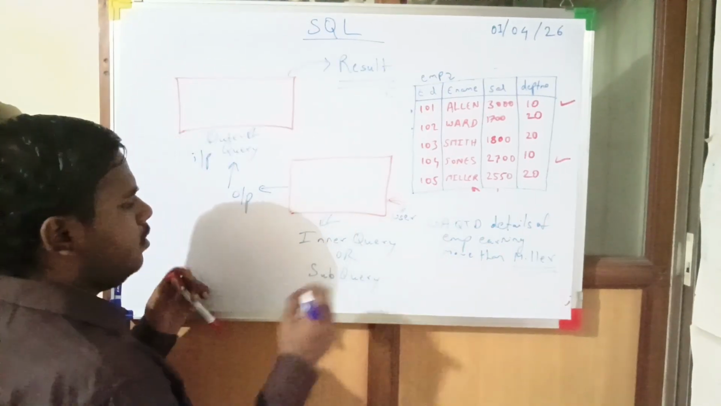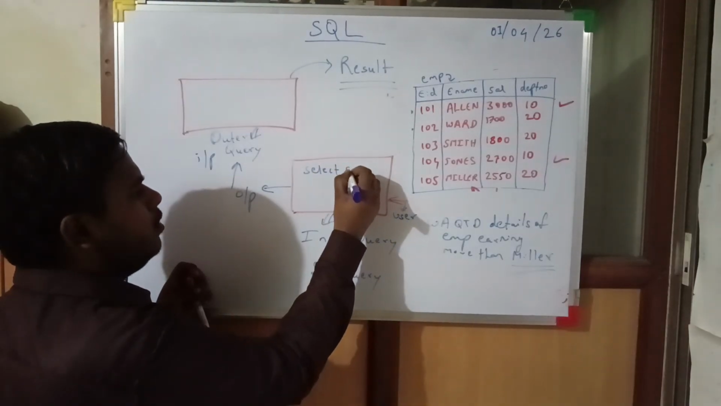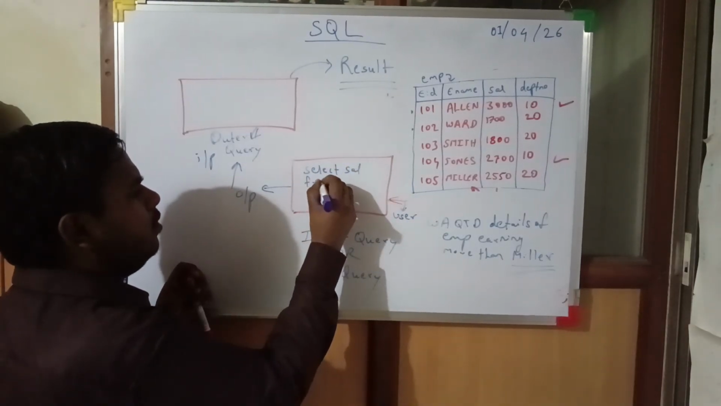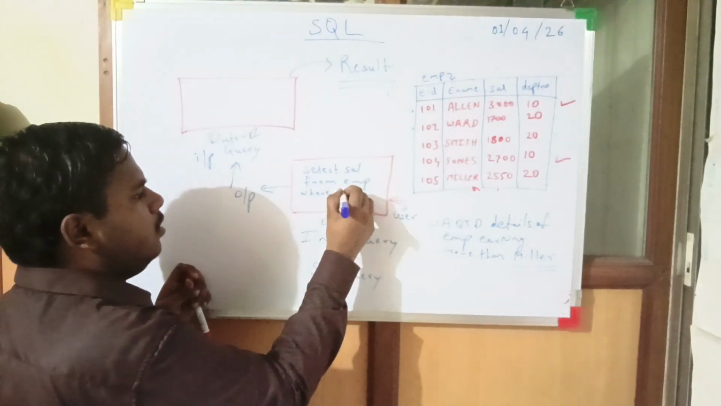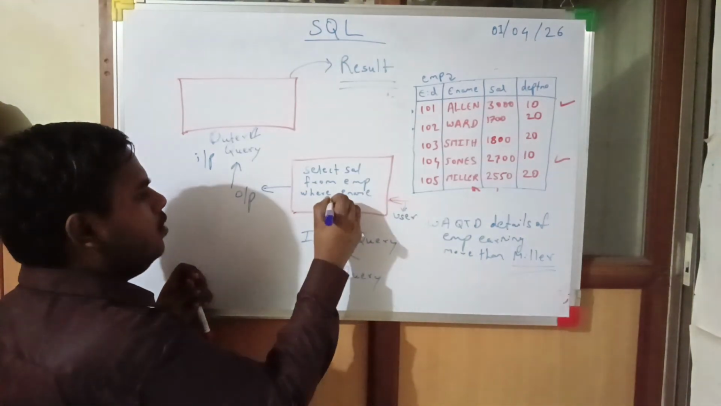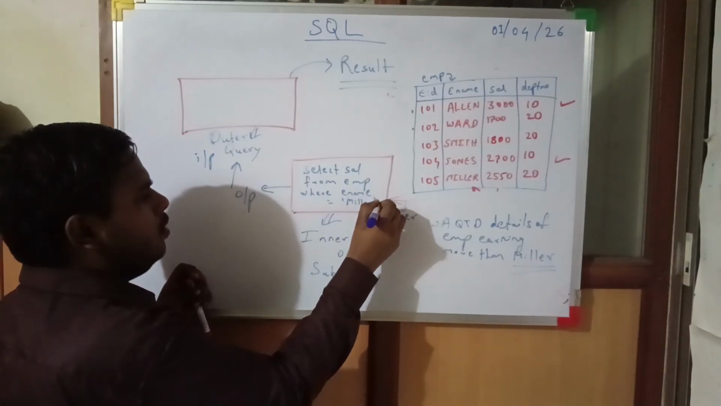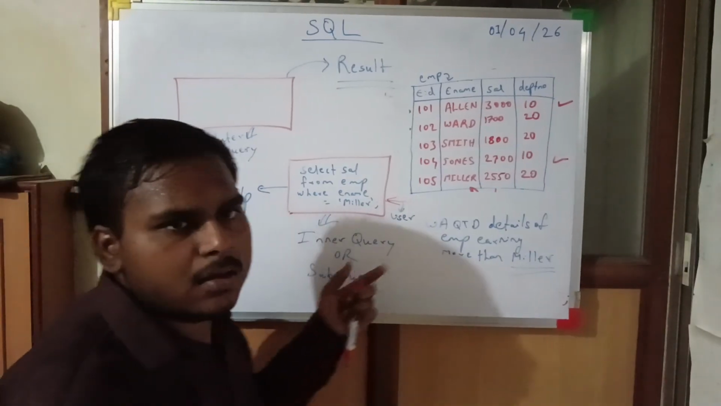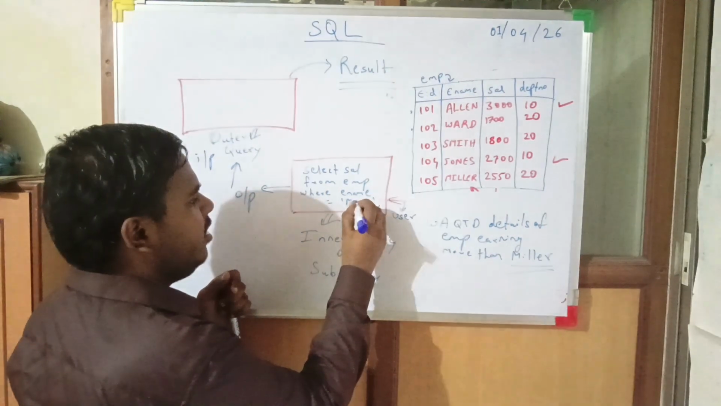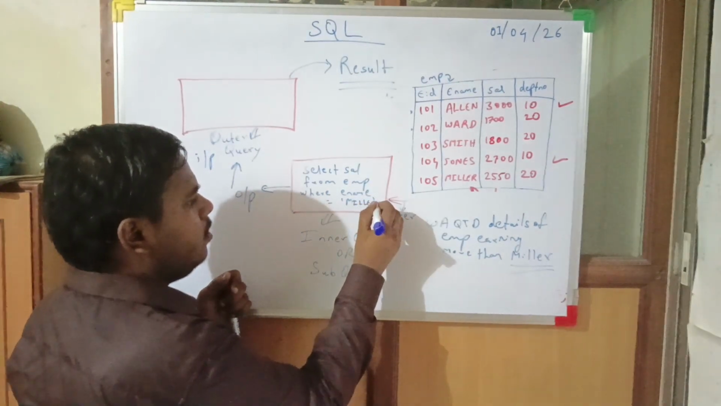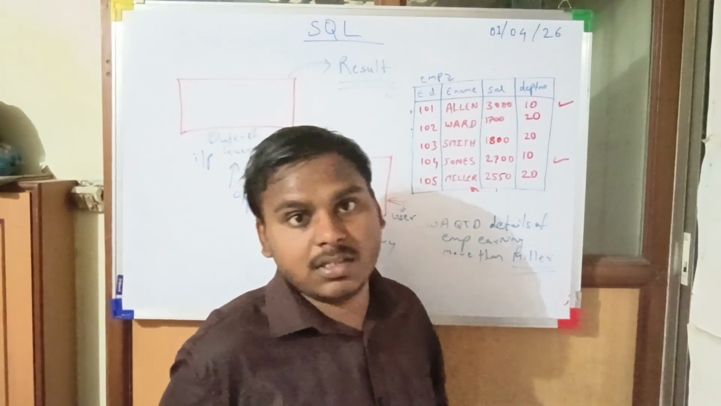So how to get the earning? I will write in the inner query: select sal from EMP where ename equal to MILLER. Okay, this is how we will write the inner query. Here still I will not get the output because I need to write in capital letters. SQL is not case sensitive, but the data in the table is case sensitive.